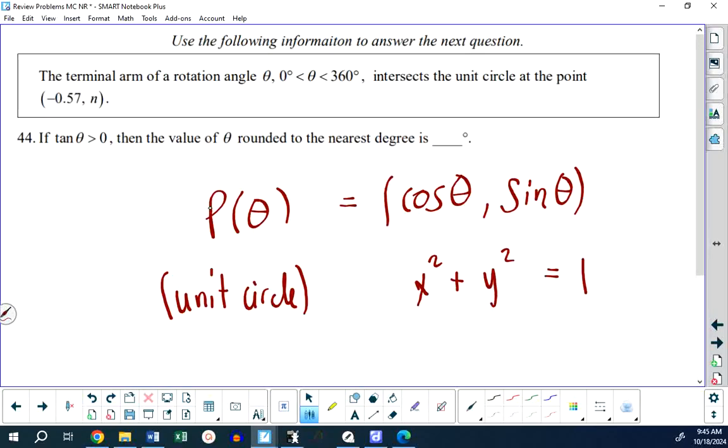Okay. Now, when you take a look at this question, and we can only do this because it says it intersects the unit circle. Tangent is y over x. Now, you're told that tangent is positive. Since x of that point is negative, y must be negative as well. So what we need to do is this.